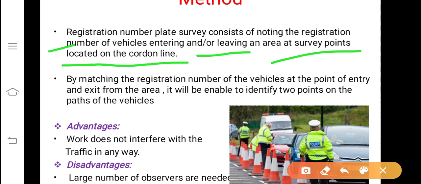By matching the registration number of the vehicles at the point of entry and or exit from the area, it will be possible to identify two points on the paths of the vehicles. Here you can see how they are putting the tag to the vehicles when they are entering and when they are leaving the particular location or spot of the cordon line.